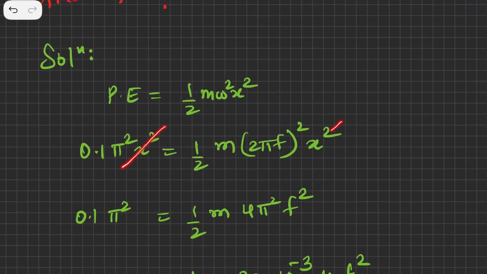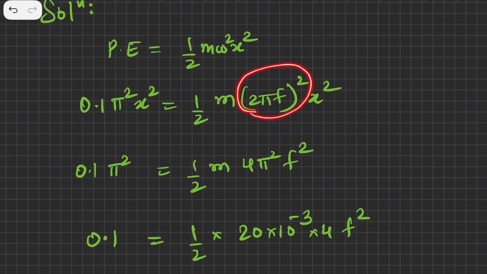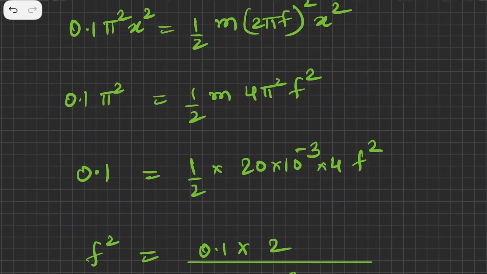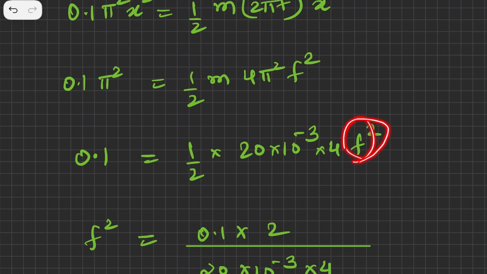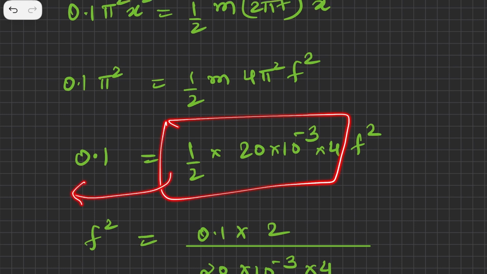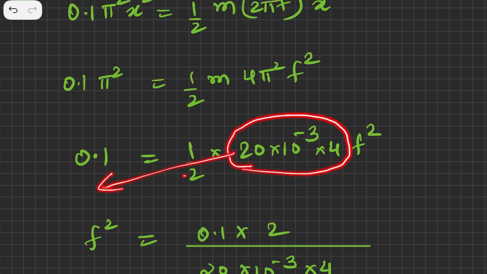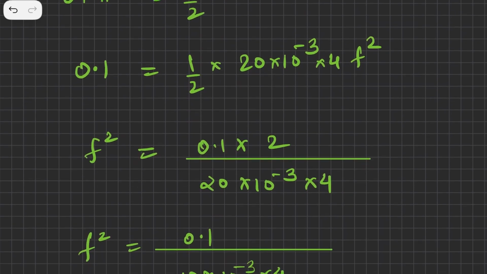Then I see that x square and x square get cancelled, so that's why you are not seeing x square here. I am just squaring this term. So 2 square is 4, pi square is pi square, and f square is f square. Pi square also gets cancelled, that's why you will see there are no pi's in this equation. Then I want f, so I'll make f the subject. Keep f on one side and take everything else to the other side. So this 2 will go in the numerator, and 20 into 10 raised to minus 3 into 4 will come in the denominator. So it will look like this: 0.1 times 2 upon 20 into 10 raised to minus 3 into 4.